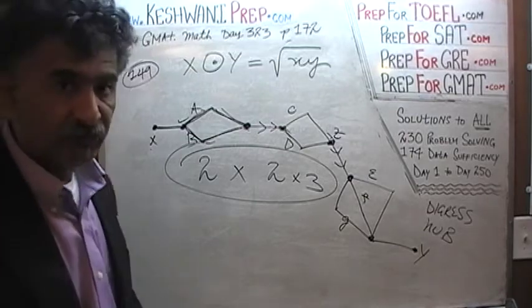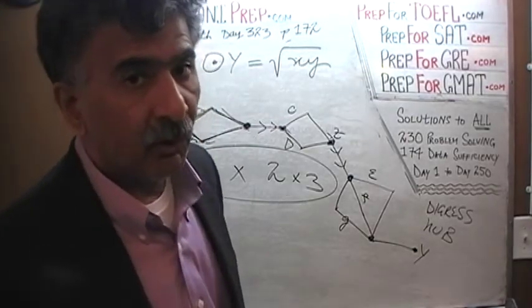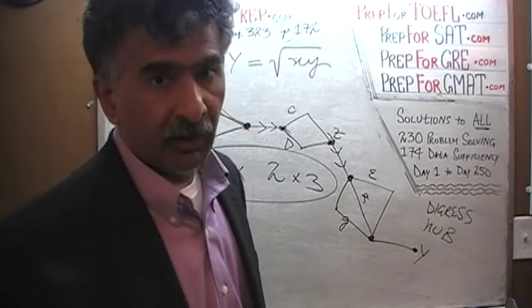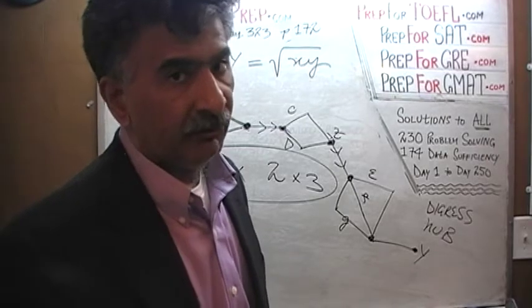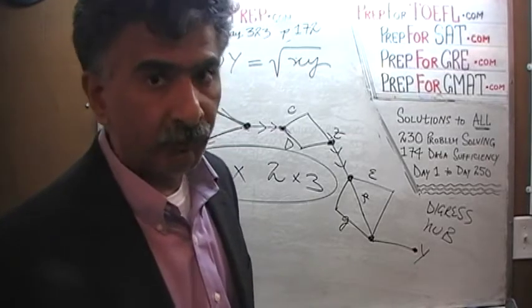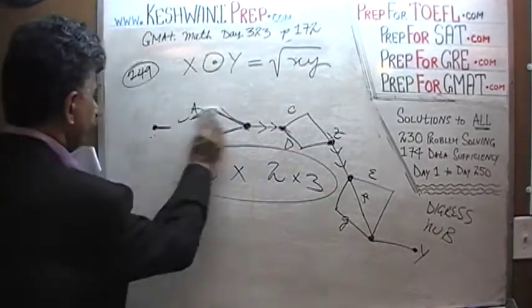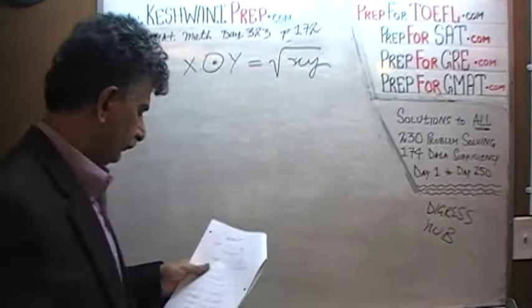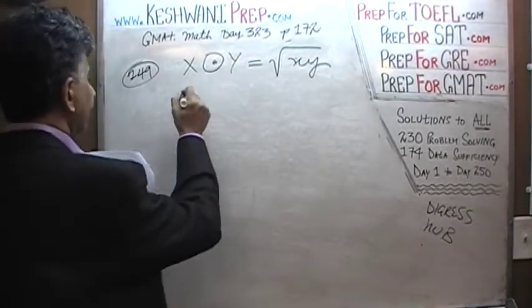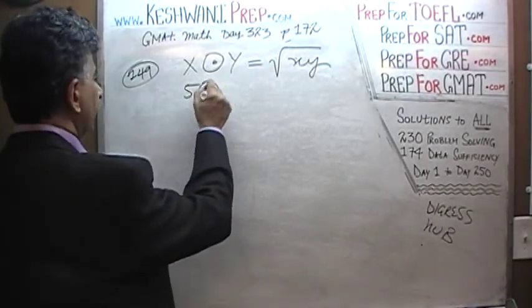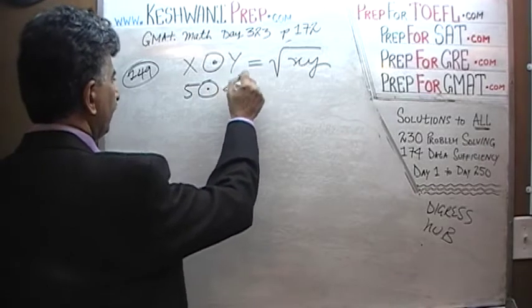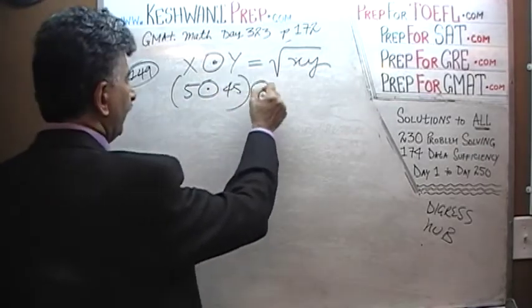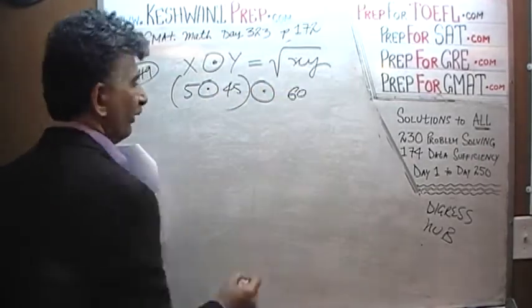We'll just follow the instruction. I just described the whole thing as instructions, and we will follow them. Do you understand? What is being asked is this: (5⊙45) and then ⊙60. It's very simple.